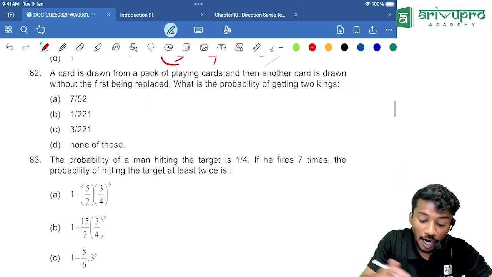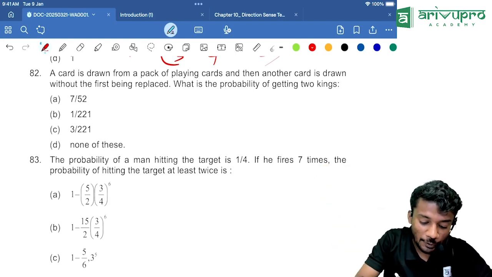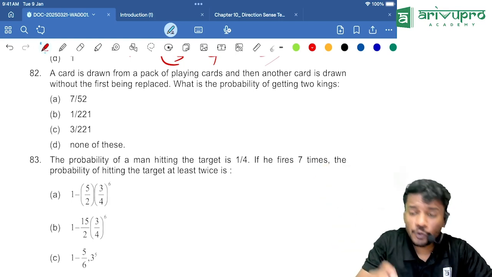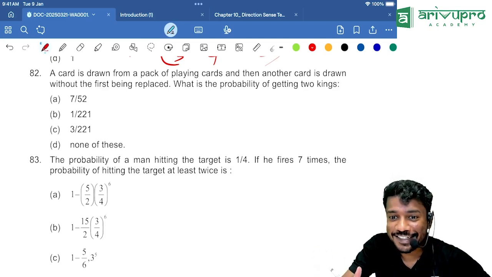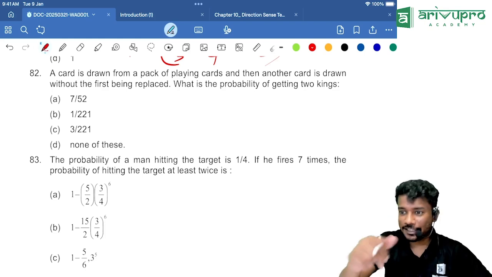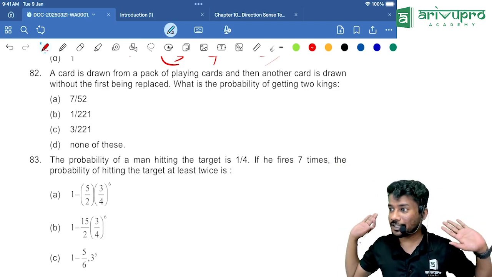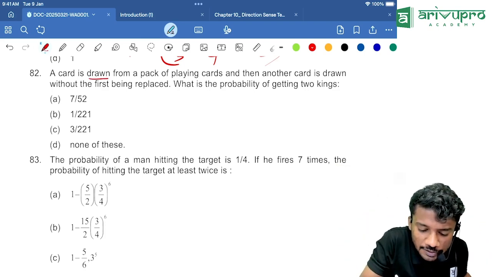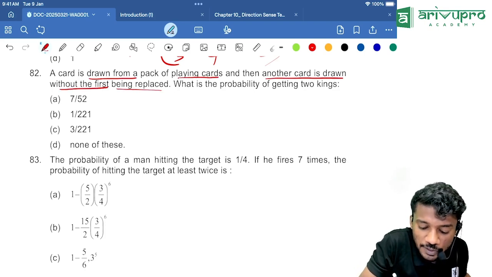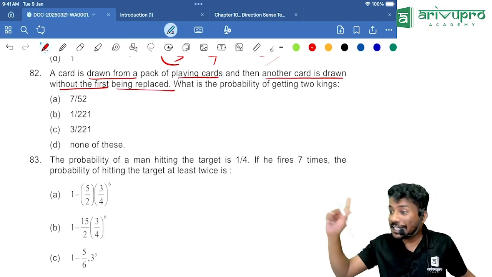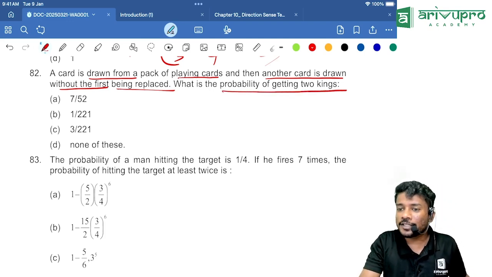The next one. This is a good question. Everyone just think. This is a very good question. Look at the question. With a card, usually we think about repetition, correct? Here, what is it telling? A card is drawn from a pack of playing cards and then another card is drawn without the first being replaced. So it is not replaced. What is the probability of getting 2 kings?